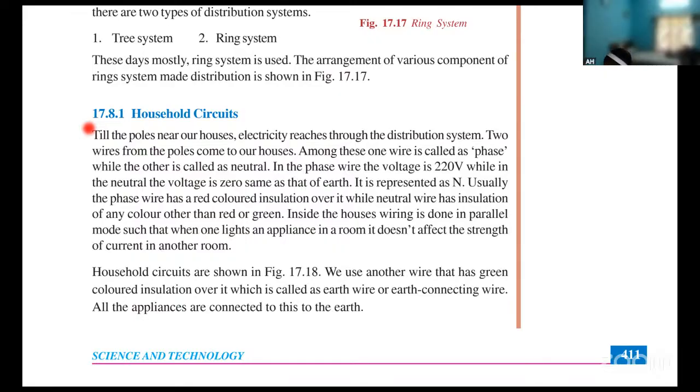So electricity comes to our neighborhood through the transmission system and comes to our houses through the distribution system. Is that the final conclusion?